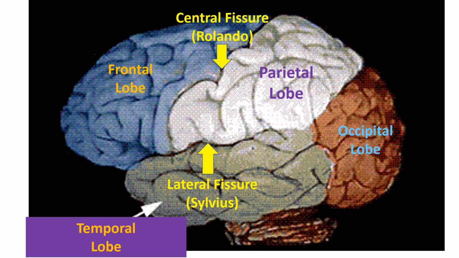So here we see an illustration. The central fissure divides the frontal lobe from the parietal lobe. The lateral fissure divides the frontal lobe from the temporal lobe. And then way in the back, lower back, we have the occipital lobe. Those are the 4 lobes we're going to learn about in this video.